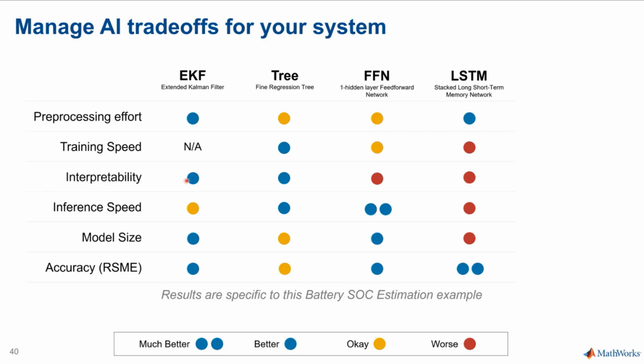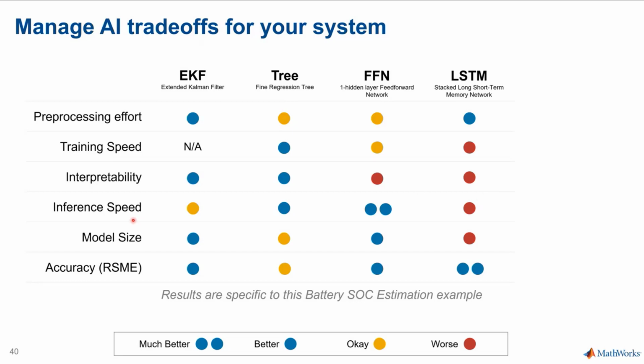Then you also need to look at the interpretability. So if I want to know why the model behaved in the way it did, you might want to be able to do that. For trees and the extended Kalman filter, it's very easy because it's a very small model, so you can actually look at why the result was as it was. For a bigger model, it's harder, and for the LSTM, it's almost impossible to know why it behaved in that way. So it's very hard to debug.